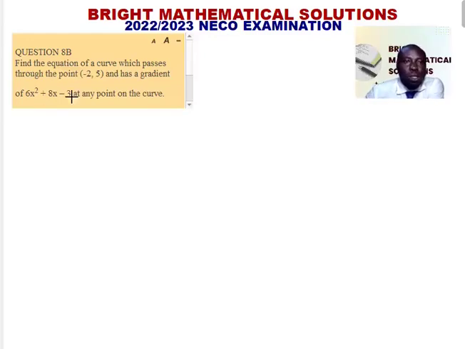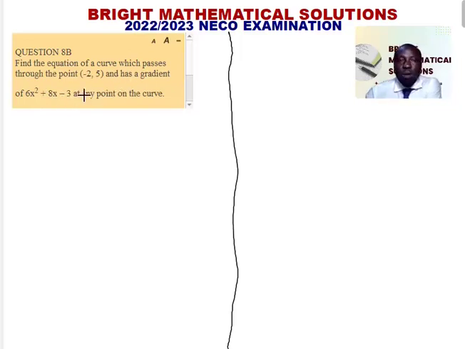Hello, this is question 8B of the 2022-2023 NECO examination, and it says find the equation of a curve which passes through the point (-2, 5) and has a gradient of 6x² + 8x - 3 at any point on the curve. The gradient means change, that is dy/dx, is said to be 6x² + 8x - 3.